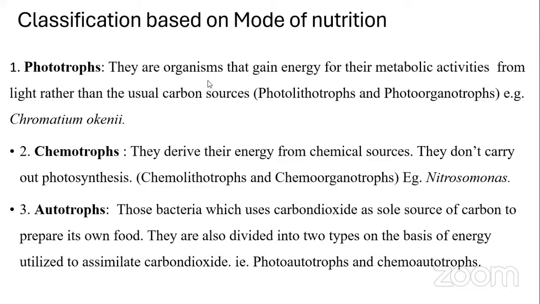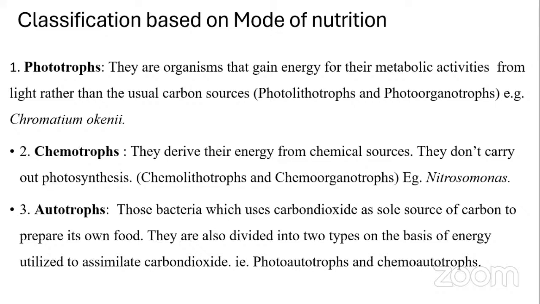So we have the photolithotrophs and the photoorganotrophs. They only differ in their carbon sources. Then we have chemotrophs. Chemotrophs derive their energy from chemical sources. They don't carry out photosynthesis. An example is Nitrosomonas. These organisms are known to obtain their energy from oxidation of inorganic compounds, for example hydrogen sulfide, iron, ammonia, and so on. So they are classified as chemotrophs because they use chemicals as their energy source.